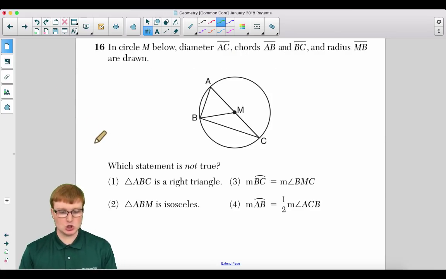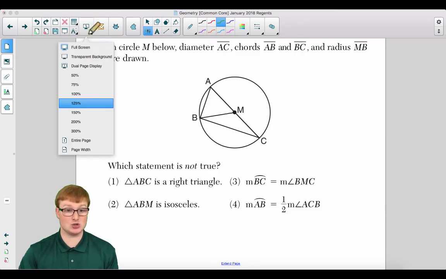Number 16. In circle M below, diameter AC, chords AB and BC, and radius MB are drawn. Which statement is not true?